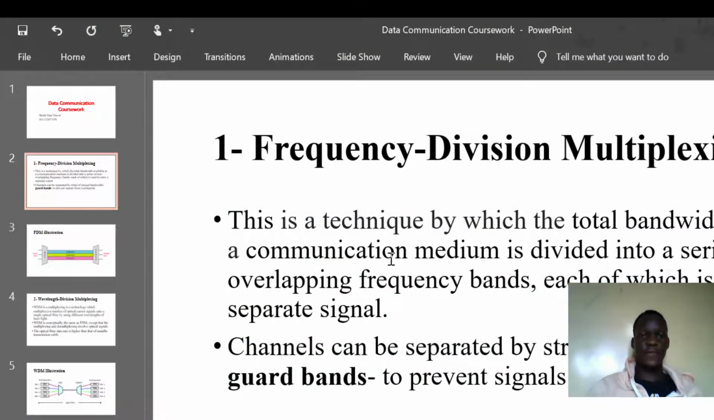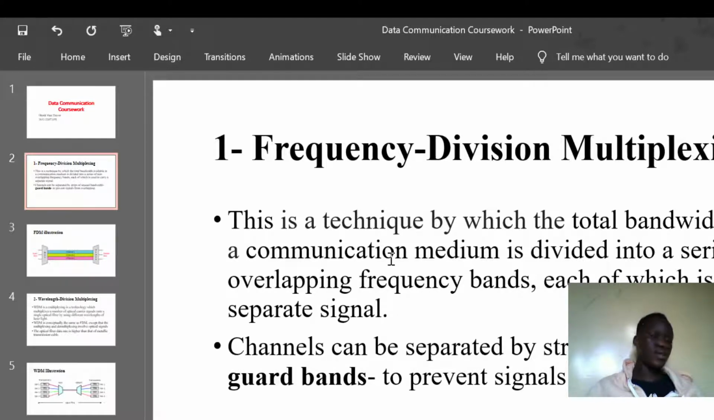So we're going to start with frequency division multiplexing. This is a technique by which the total bandwidth available in a communication medium is divided into a series of non-overlapping frequency bands, each of which is used to carry a separate signal. For signals to be transmitted by frequency division multiplexing, the combined bandwidth of the signals should not be greater than the bandwidth of the link transmitting the signals.